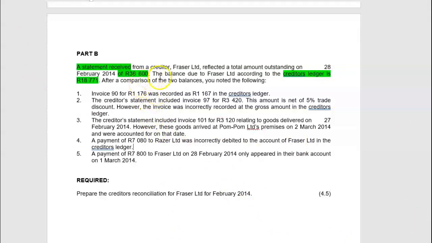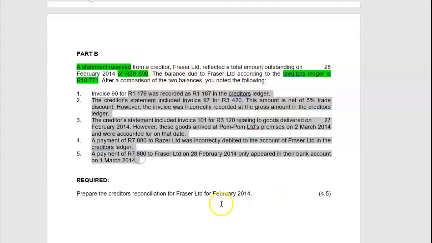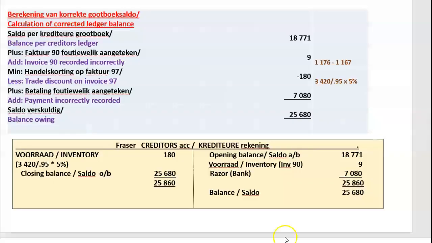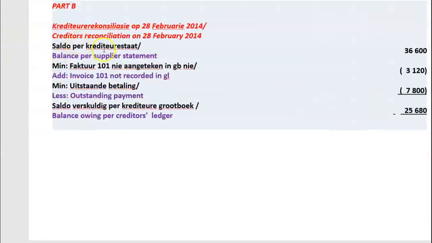So then they've done a comparison between the two balances and they found certain reconciling differences, and you have to do the creditor's reconciliation. So let's start with the creditor's account of Fraser Limited, and it has an opening balance of 18,771. Fraser creditors account opening balance 18,771. Now we have to do reconciliation. Now our reconciliation can either start with the final balance as per the creditor's ledger account, or it can start with a balance as per the supplier statement.